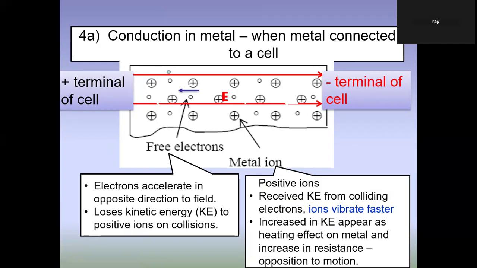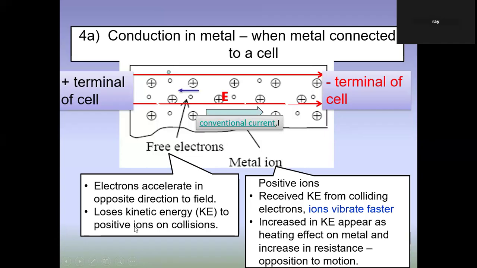Opposition to motion. So two things happening. When the electron collides with the vibrating positive ion, it gives kinetic energy to the positive ion. The positive ion vibrates faster, so it's going to collide with more electrons. So what are the effects? Effect one, when we touch the metal, it feels warm. Two, we lose energy. So there's some sort of resistance to the flow of electrons. That's where the idea of resistance comes in.